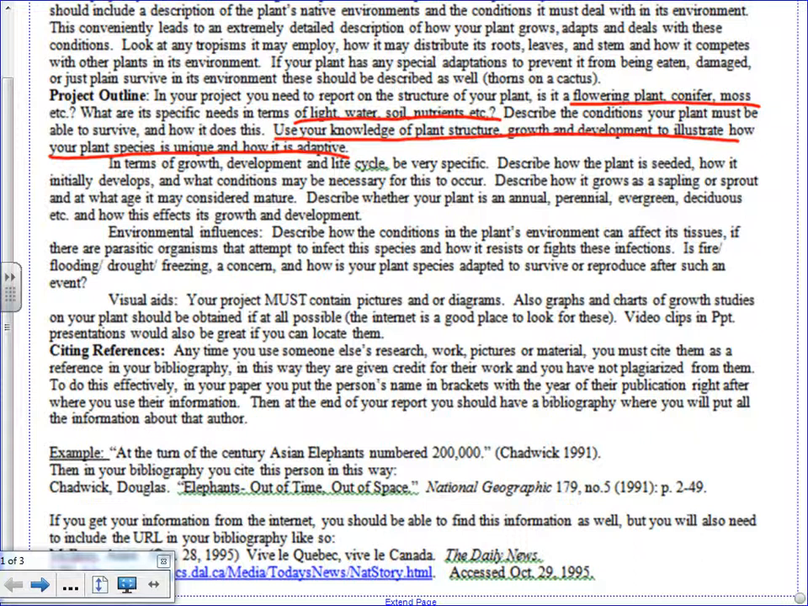So here's kind of an apply-your-knowledge type of thing that you're going to have to do. Okay, in terms of growth, development, and life cycle, you're also going to want to talk about its life cycle. How long does it take maybe for it to go from a seed to a sapling to a mature plant? Describe if your plant is an annual, a perennial, evergreen, deciduous, those kind of things. If you're looking at the coniferous trees, coniferous trees generally do not lose their leaves because their leaves are needles.